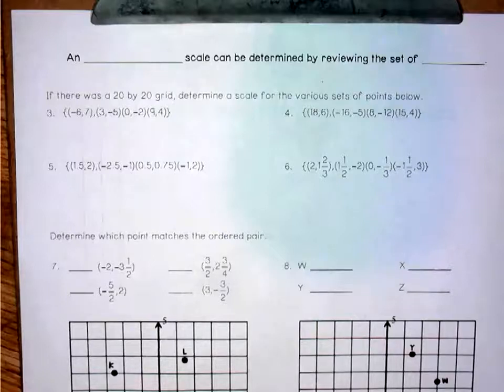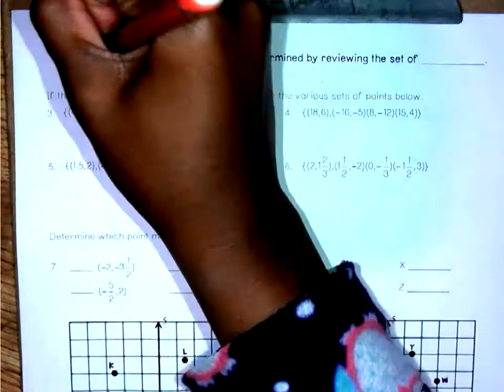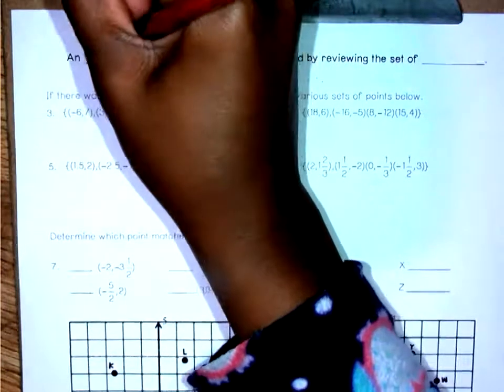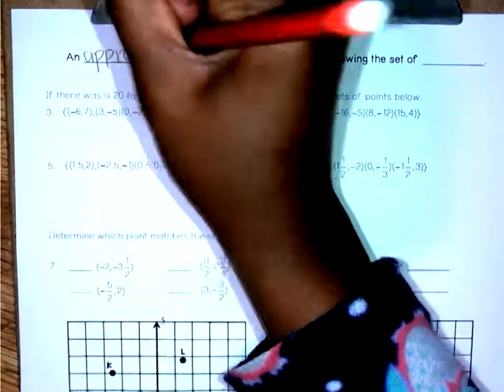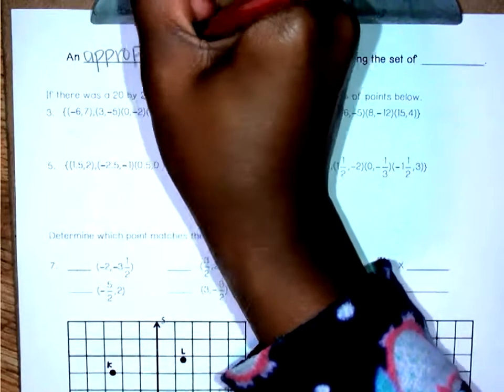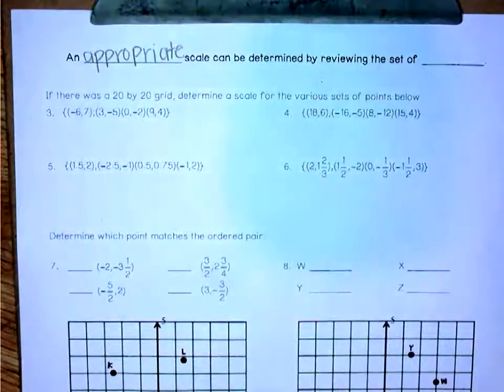Okay, so now we're working on the back side of our how to scale a coordinate plane. The top part starts with a sentence: blank scale can be determined by reviewing the set of blank. The first word is "appropriate." An appropriate scale can be determined by reviewing the set of data.